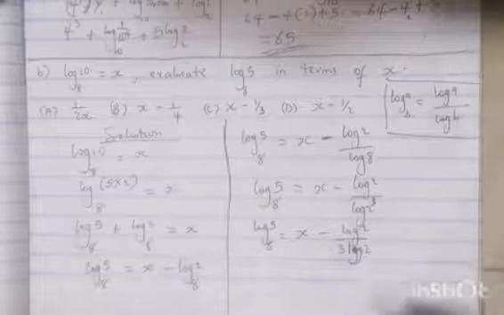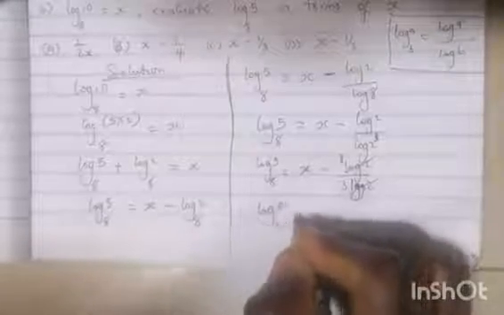Okay. So now we can say log 5 base 8 equals x minus log 2 over 3 log 2. Now that I have log 2 over log 2, I can cancel. So log 2 cancels log 2 and gives me 1. So log 5 base 8 now will give me x minus 1 over 3. And that will be my final answer.